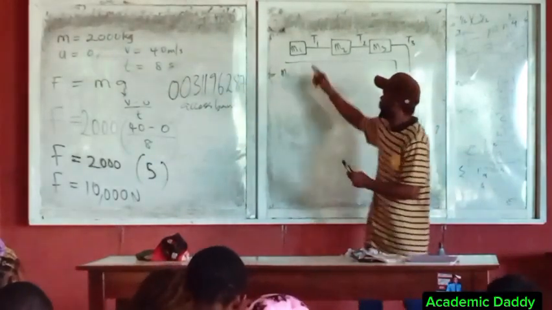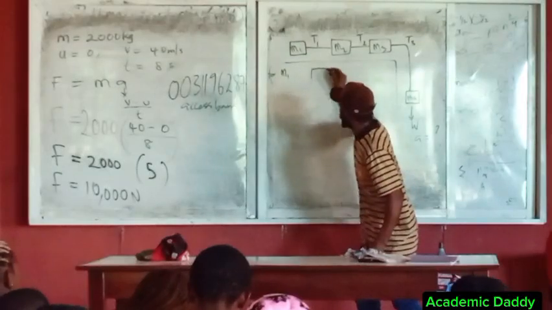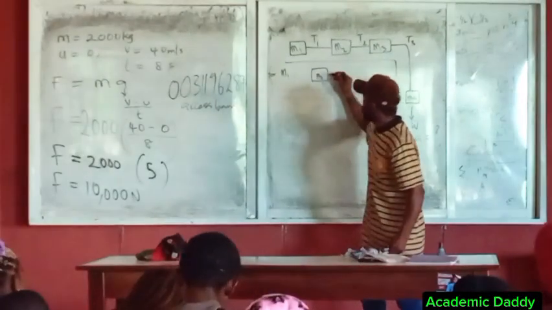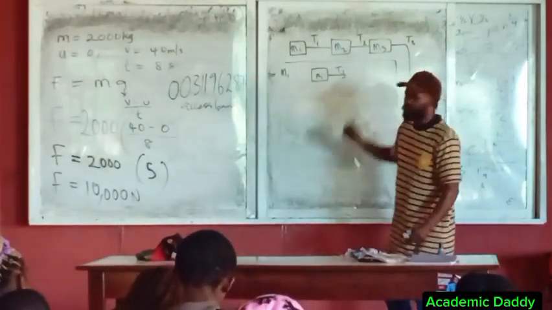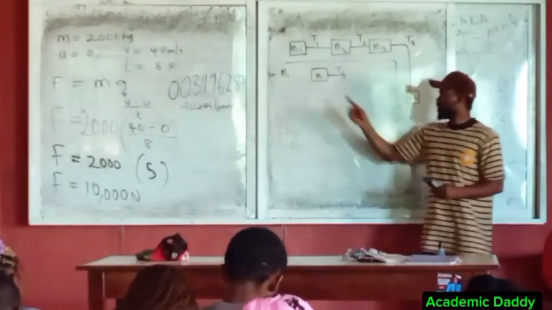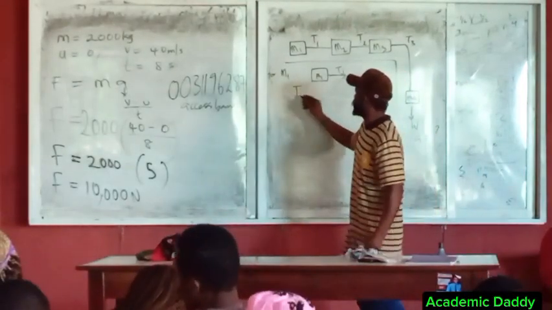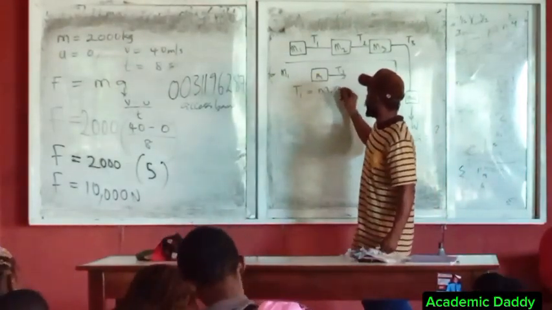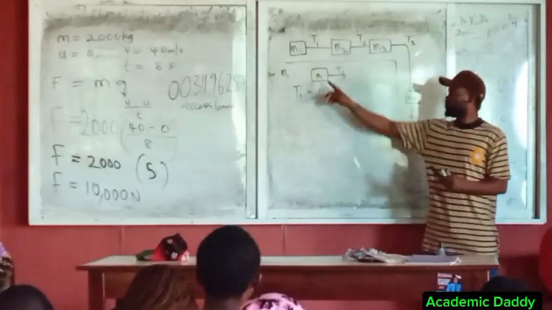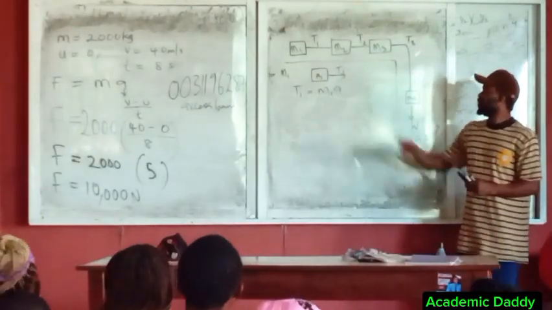So for M1 now, what is the forward force? If I bring this my M1, what is the forward force? T1 should be the only one. Now, this is simply the center saying T1 equals M1a. That is M1a, the mass of the first body and its acceleration.